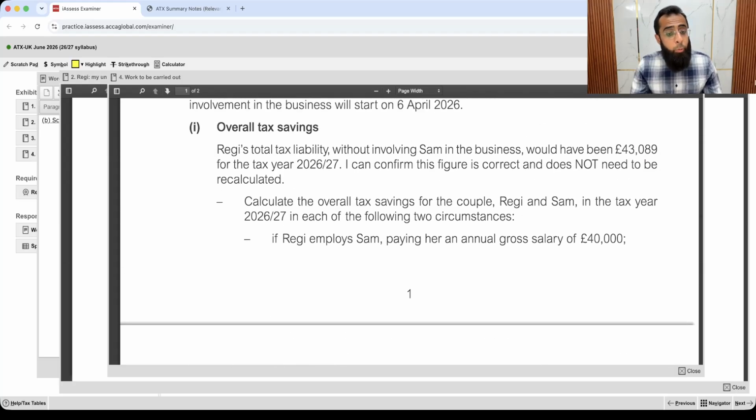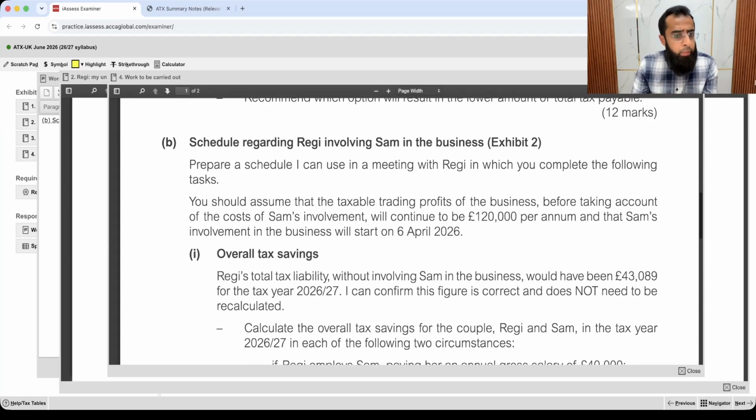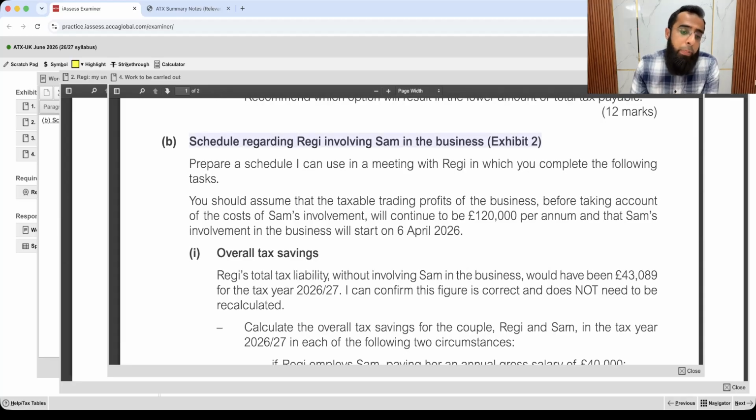So in the question, he has given us the data with the profits before the Sam situation and the tax also before the Sam situation. Now, if we hire Sam as an employee or as a partner, what will be the impact on the total tax situation of the couple? That is our requirement. Now, what we have to do is deal with a schedule, like a working, regarding Regi involving Sam into the business.